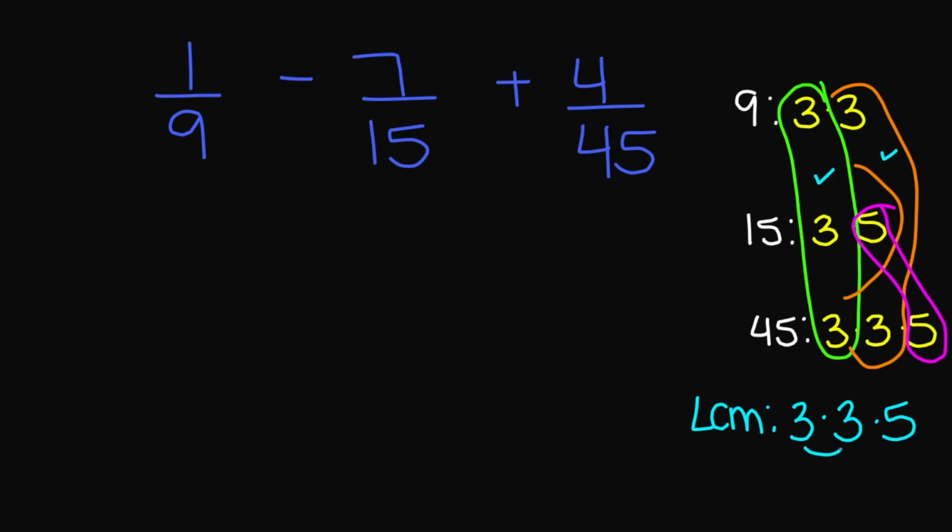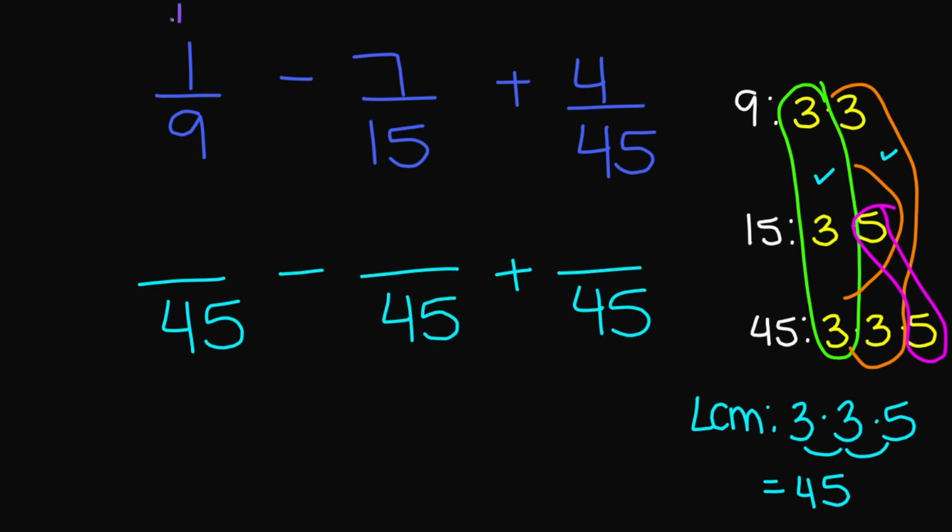So we have 3 times 3 is 9. 9 times 5, this is going to be 45. So your least common multiple for these numbers here is going to be the number 45. So that means we need to get 45 in our denominator so that we can add or subtract.